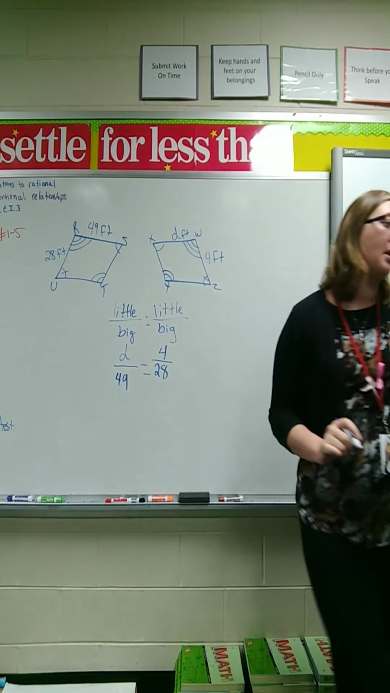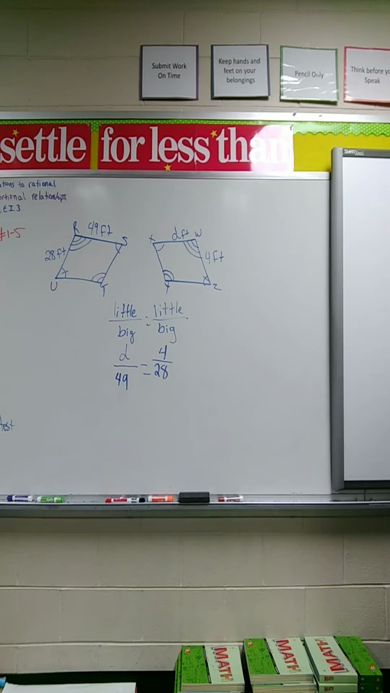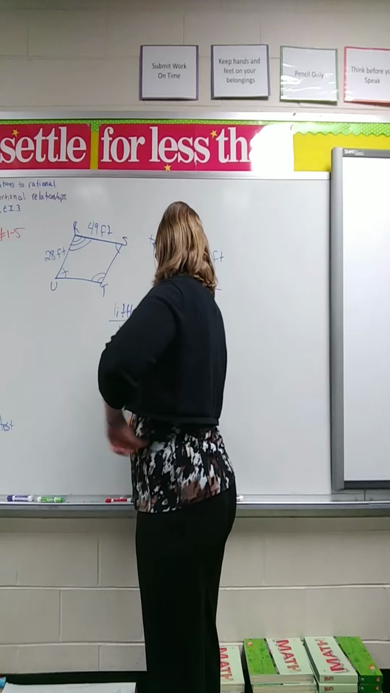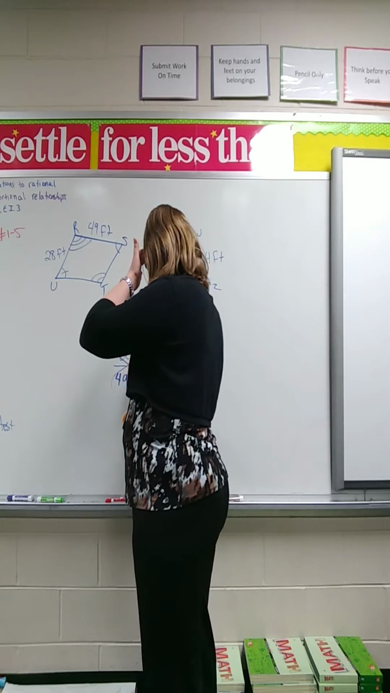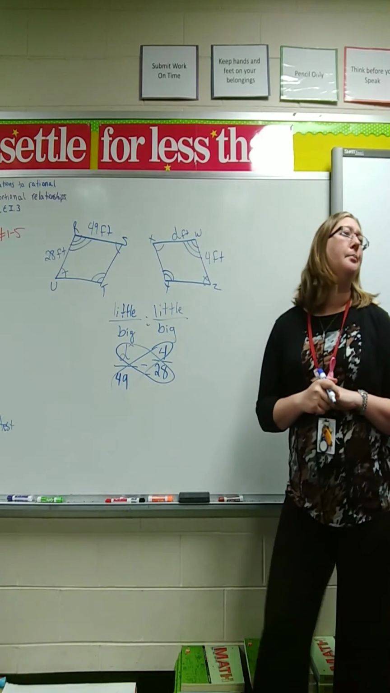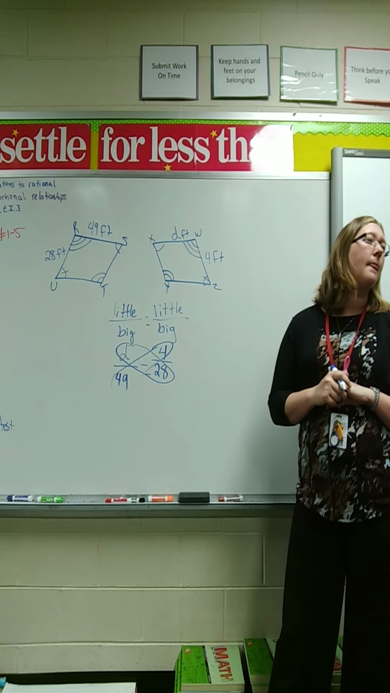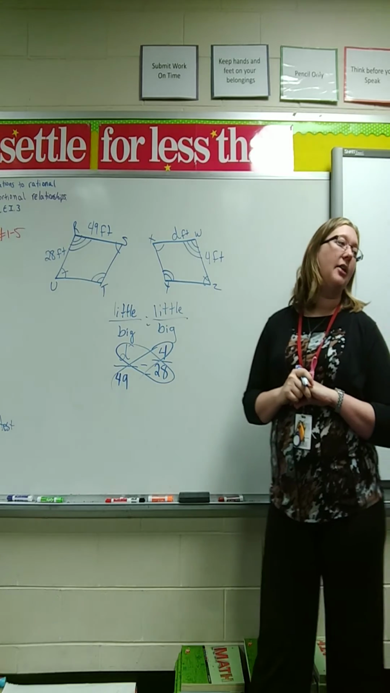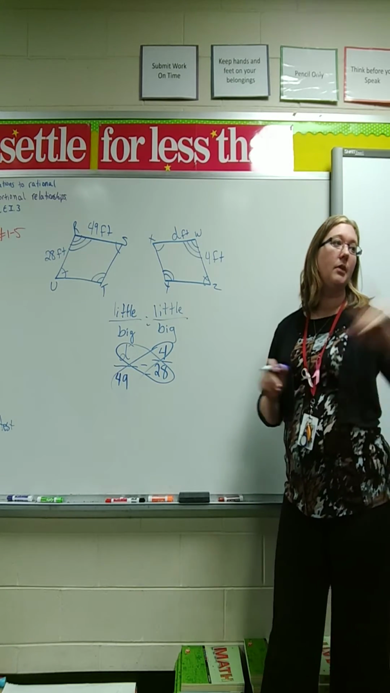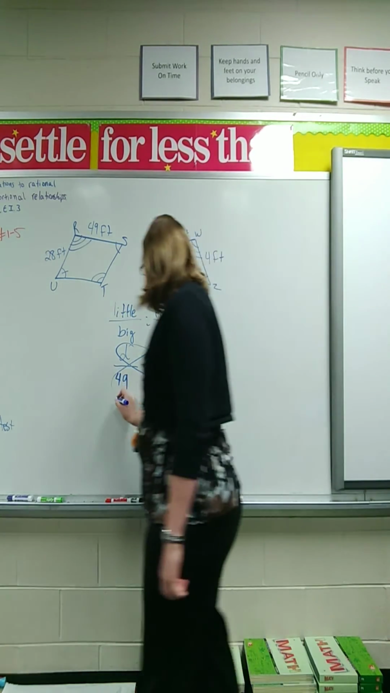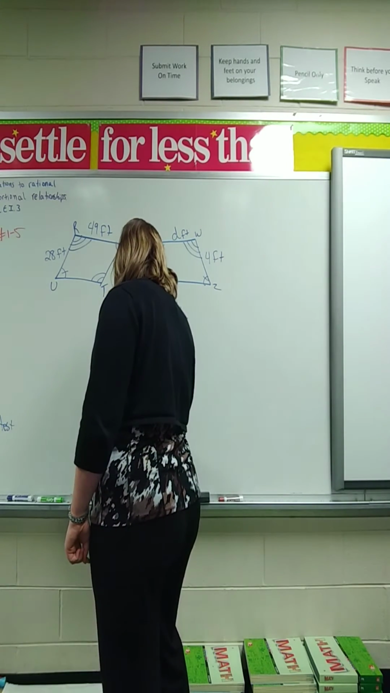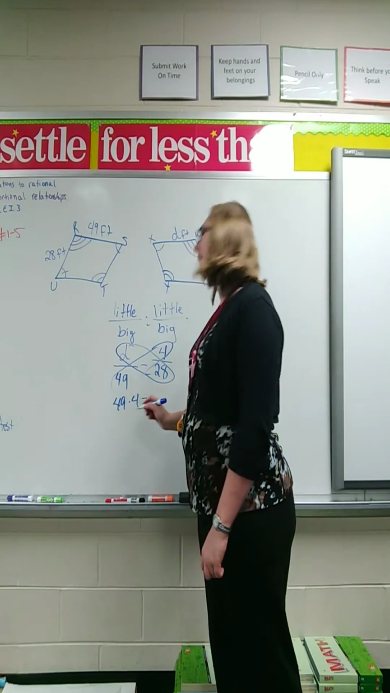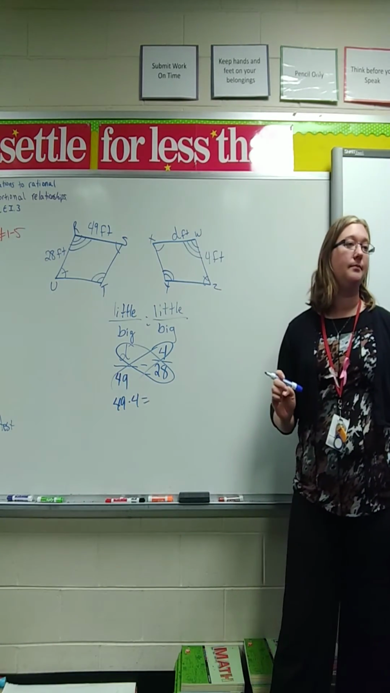What do I need to do? Cross multiply. When I cross multiply, what does my first line of work look like? 49 times 4 equals D times 28. Can I write that as 28 times D? Yes.